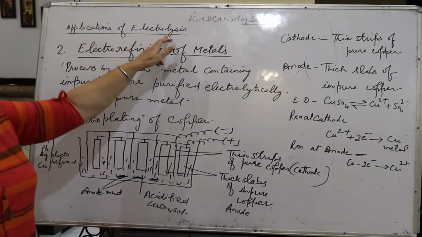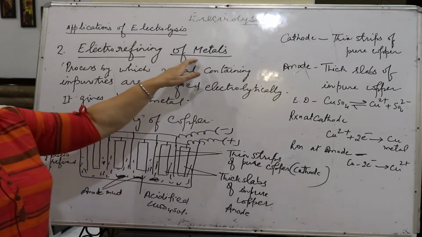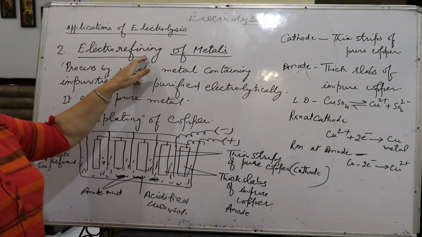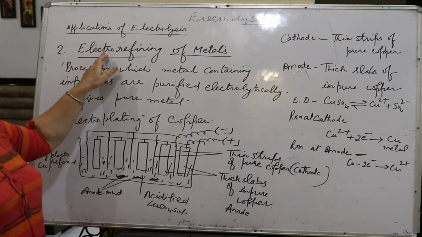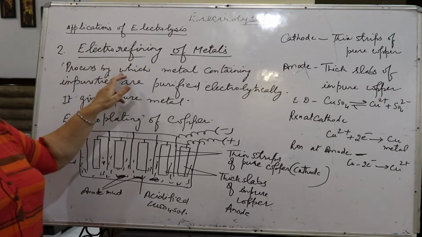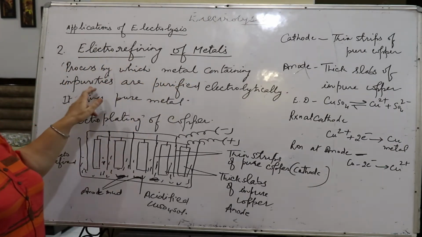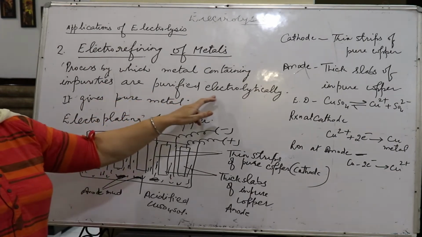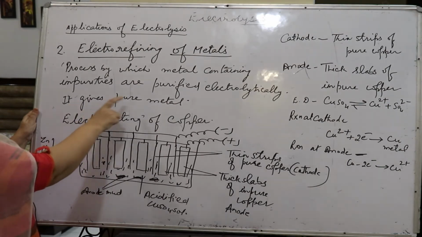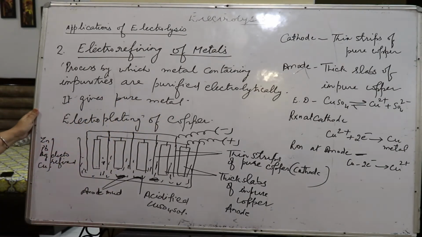The second application of electrolysis is electro-refining of metals. What is refining? That is purification. Purification by using electricity is electro-refining. It is a process by which metals containing impurities are purified electrolytically, that means by passing electricity. So this gives the pure metal.